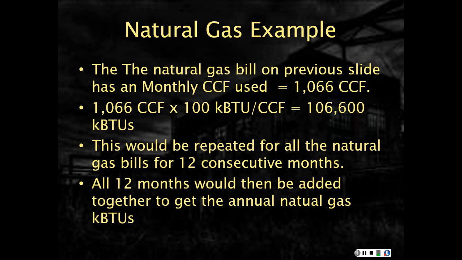Now, it's important to realize when we do this, we need to have the natural gas bill and the electric bill line up. So if we start the electric bill in February, we need to have that month's natural gas bill, and so forth. So all the energy usage for the same month needs to be the starting point, and we need to run 12 consecutive months of similar energy bills until we get to 1 year's worth.